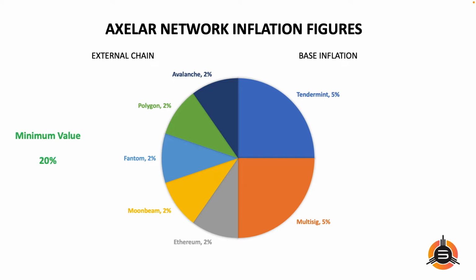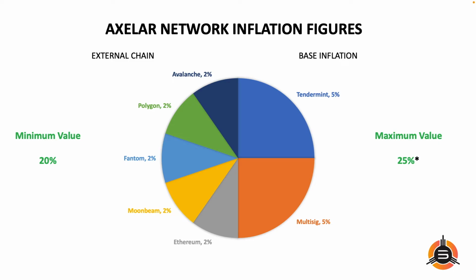The next thing is the minimum value, based upon the figure we have, which is 20%. You can see that 10% comes from the Tendermint and multi-sig layer, and the remaining 10% comes from the external chains. But there is again a possibility of having more than 20%. This 5% can go up to 7.5% for both Tendermint and multi-sig, depending upon the level of staking. The ideal percentage that we want to reach would be around 67%, which will still get us 7.5% inflation.